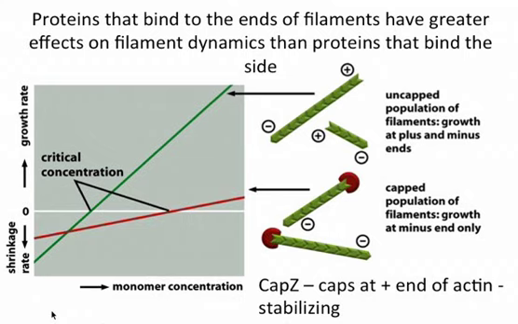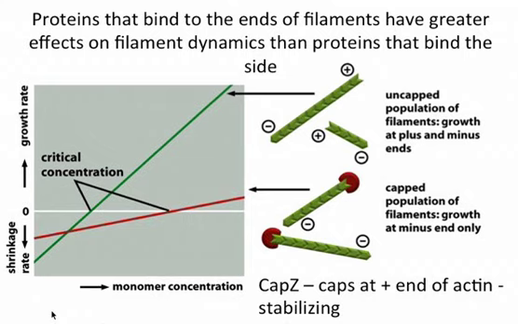Why do you think this might be? Right. So if your plus end is open and nothing's on it, you can still grow, right? So when you have these different things that bind to the side, then they're going to have an effect, but not as strong an effect as putting a cap right on the plus end, right? So it's going to have a very strong effect.